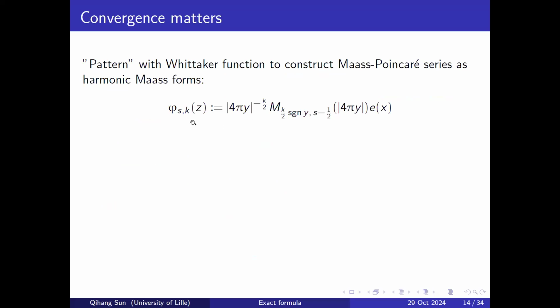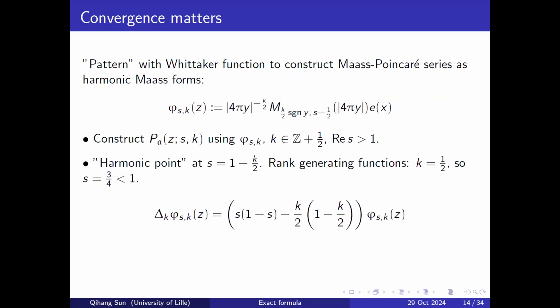We use this seed function phi, using the M-Whittaker functions. It's a special function, and we construct Poincare series using this. You have seen it before. The Poincare series converges when the real part of s is larger than 1. But to make it harmonic, it has to have eigenvalue 0 under the hyperbolic Laplacian. If we take any s, the eigenvalue is written like this. If s is 1 minus k over 2, and in this case k is 1/2, the eigenvalue should be 0. You can see everything cancels.